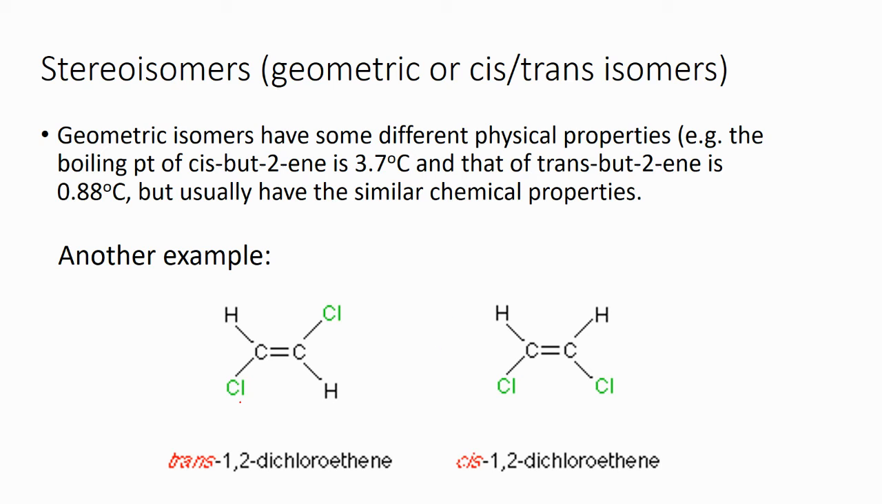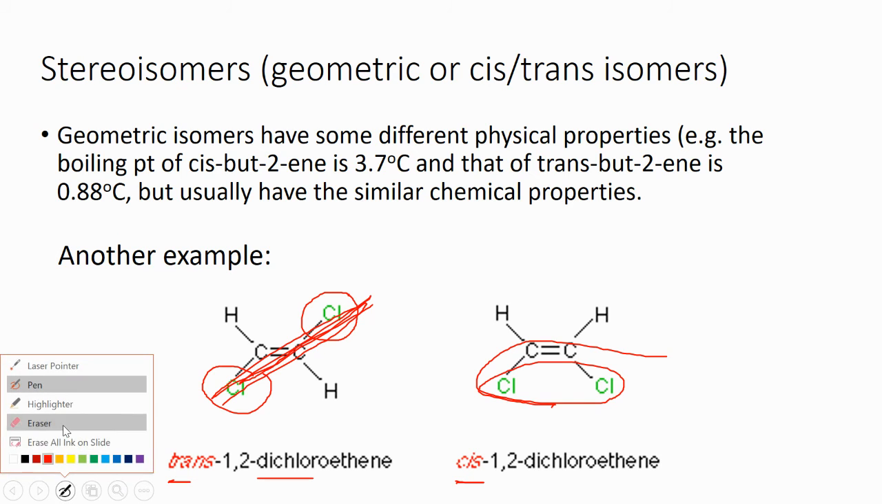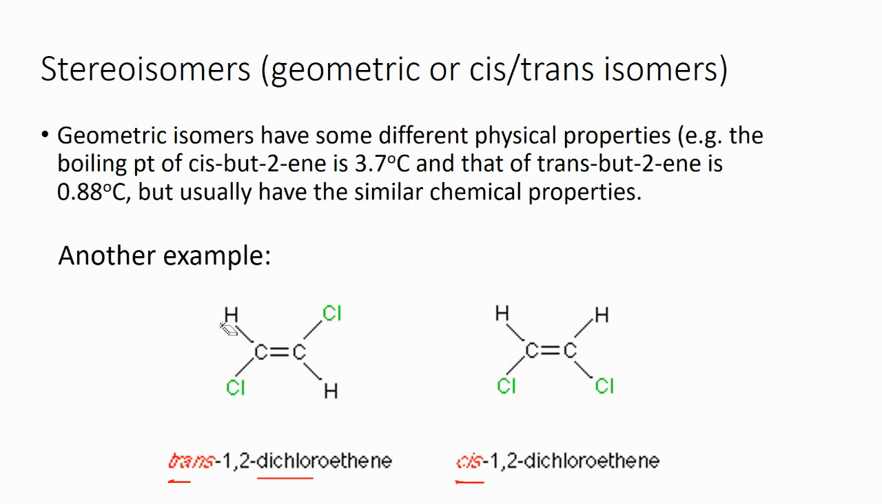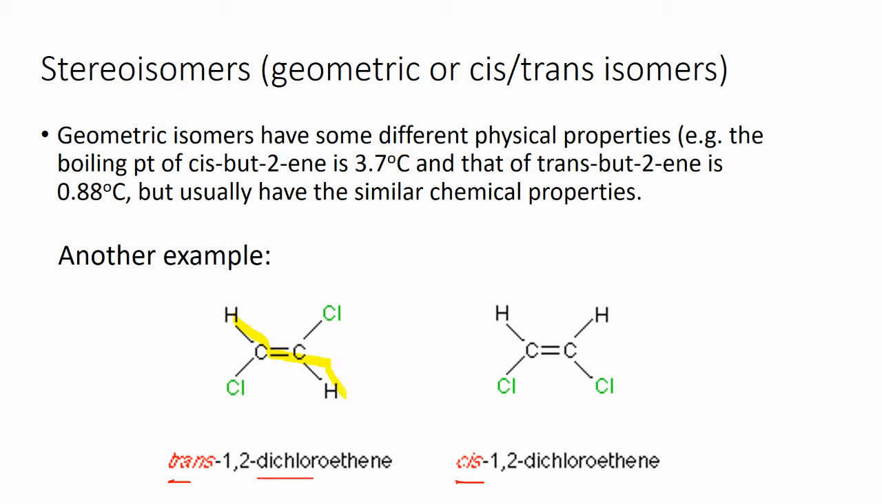Here's another example. So this one is 1,2-dichloroethene. But in this example, the chlorines are on opposite sides of the double bond, so that is trans. And if they're on the same side, then it's the cis isomer. So you've got the cis isomer and the trans isomer. And just to say that this way of drawing the double bond makes it a good idea so that you can see. If you draw the molecule in that shape, it makes it easier to see the trans and cis isomers.